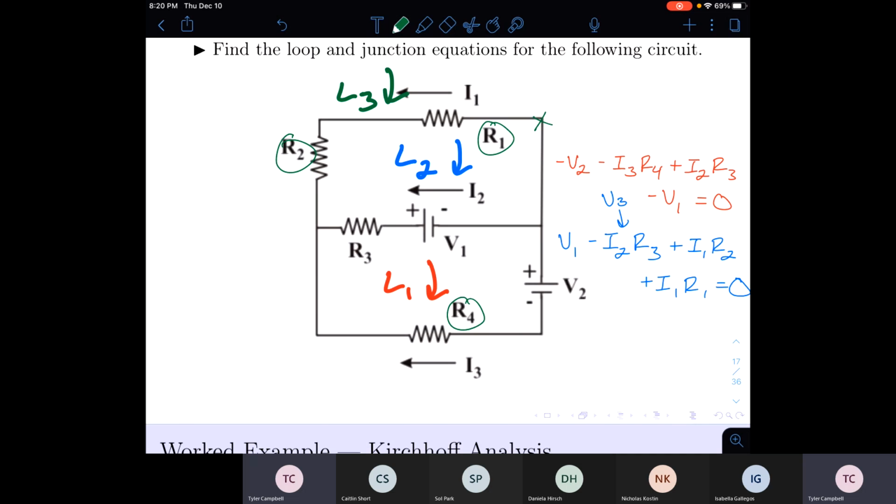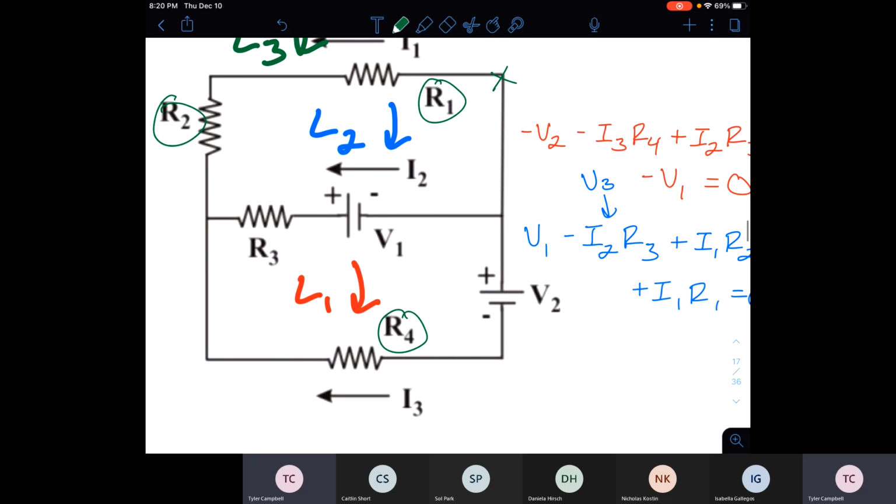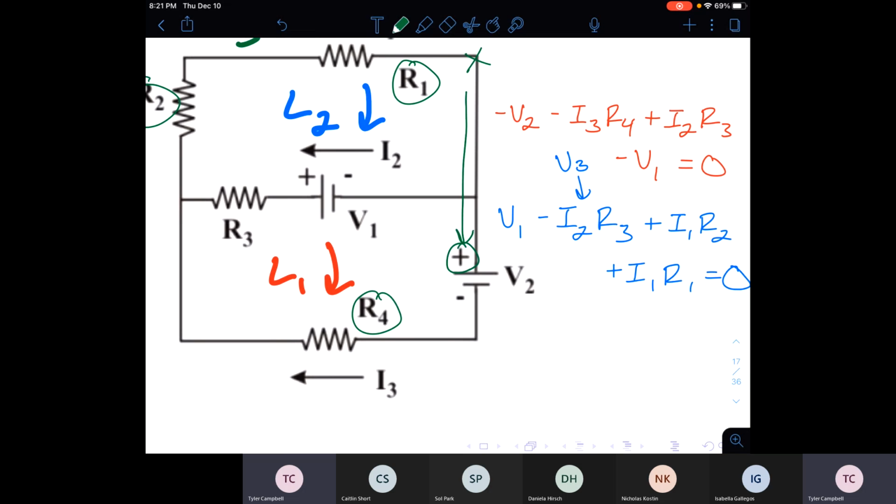All right, so in my final loop, I'm going to start here. That means the first element I'm going to hit is that battery 2, that second voltage source. Similar to our first loop equation, I go from the positive end of the battery to the negative end, meaning that voltage 2 is going to be negative. Negative V2. And then exactly similar to the first loop, I3 R4 is going to have to be negative because that is taking voltage away from my system.